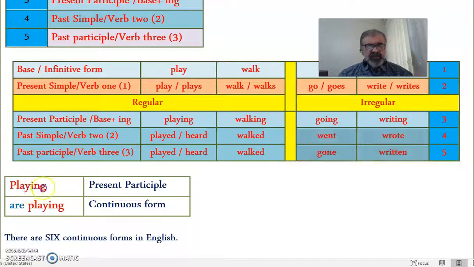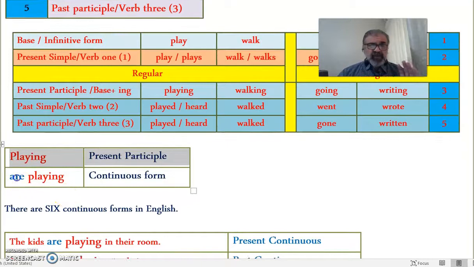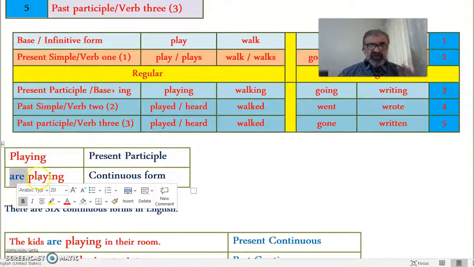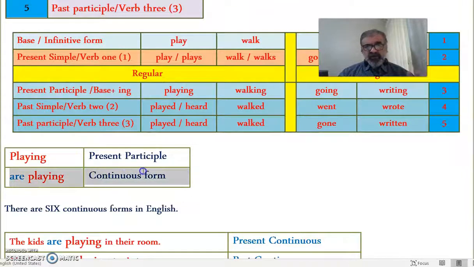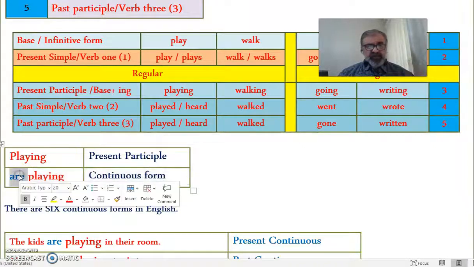Now, what about playing as present participle or playing as continuous form? It is so easy. Playing as an independent form is called the present participle. But if it is used with the helping verb to be, in this case are, it's the continuous form. And because we have are, it's the present continuous.